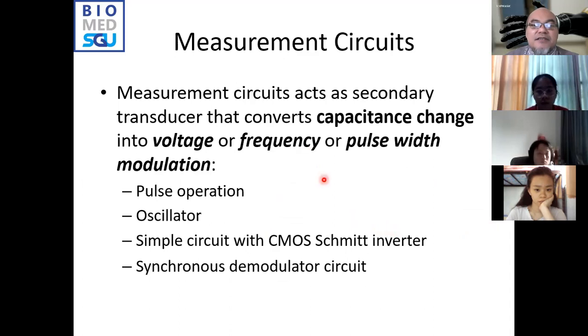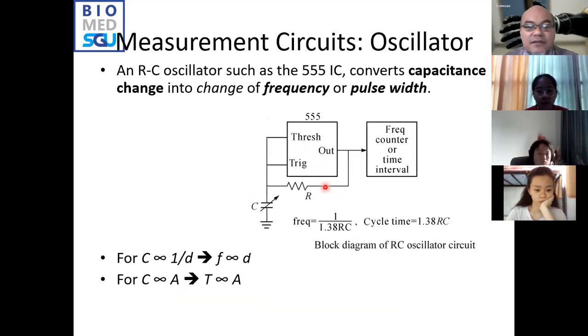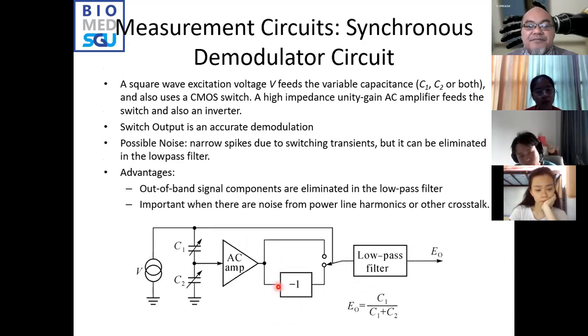So capacitance change can be converted into voltage or frequency or pulse width modulation using a secondary transducer. Yeah, we have discussed this circuit in the previous session. You can use a 555-based oscillator and then count the resulting frequency. You can use this Schmitt trigger, a Schmitt inverter, which is an RC oscillator also, whose output voltage will depend on the value of the capacitance here, which is basically the sensor.